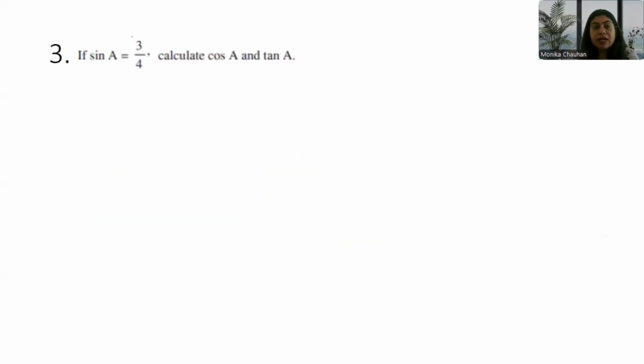So let's go ahead and see question number three, because question number two we have solved just now. The first I have solved already in my first video. Now let's see: sine A is equal to 3 upon 4. You have to calculate cos A and tan A.